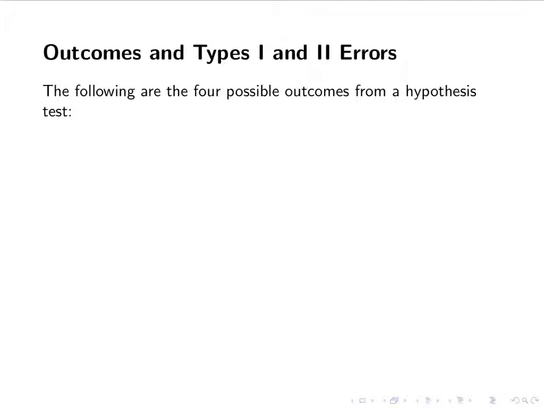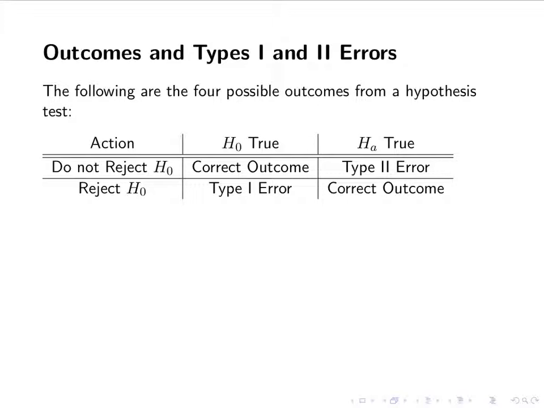Hello everyone. Today we're going to look at outcomes of the hypothesis test and things that are called type 1 and type 2 errors. So the following are the 4 possible outcomes after making a hypothesis decision. We have 2 actions. We either do not reject the null hypothesis or we reject it. And then we have either the null hypothesis is true or the alternative hypothesis is true.